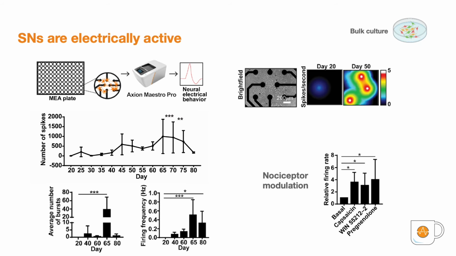In this heat map, you can see the differences of firing rate between day 20 and day 50 of differentiation. Furthermore, you can see that the sensory neurons start firing on day 25 and continue to fire up to day 80. Additionally, the number of action potential bursts peaks at day 65 as well as the firing frequency. Finally, we use 3 different nociceptor agonists, capsaicin, Win 55212, and pregnenolone, which all increase the firing rate of our sensory neurons.